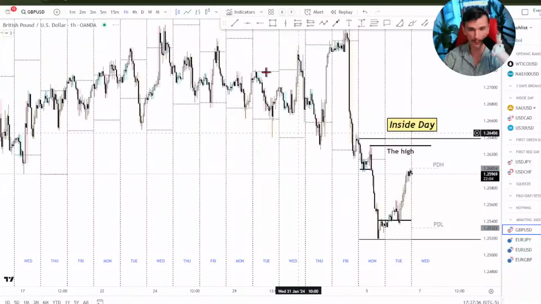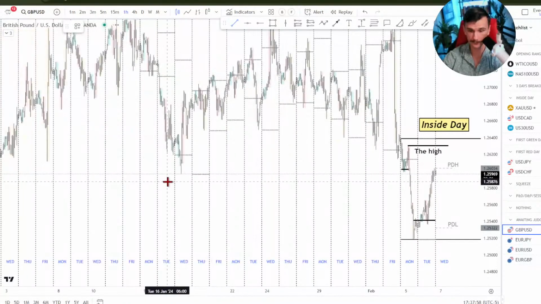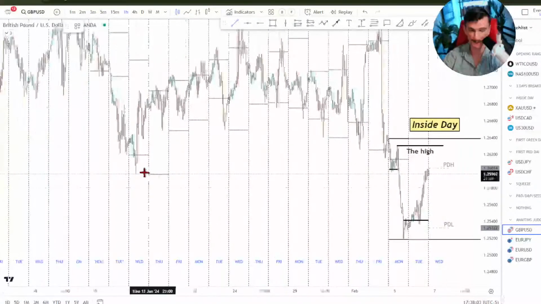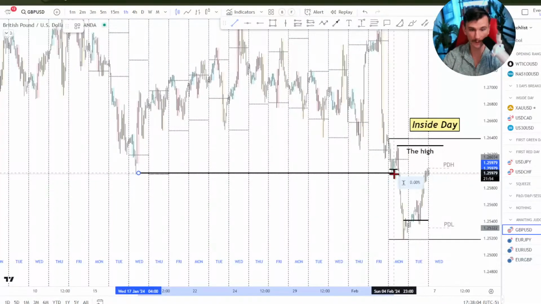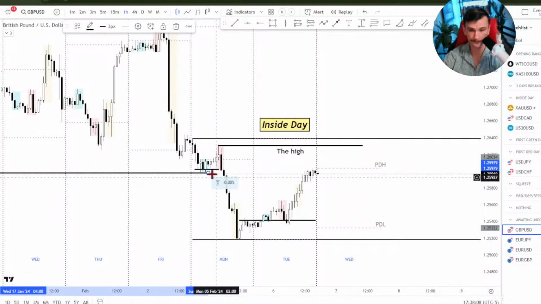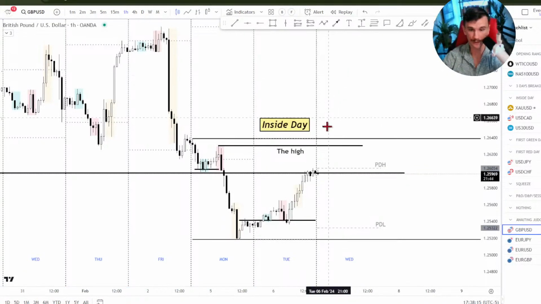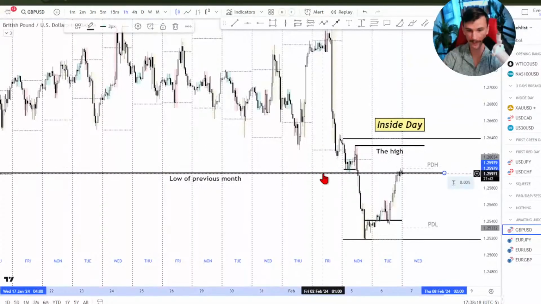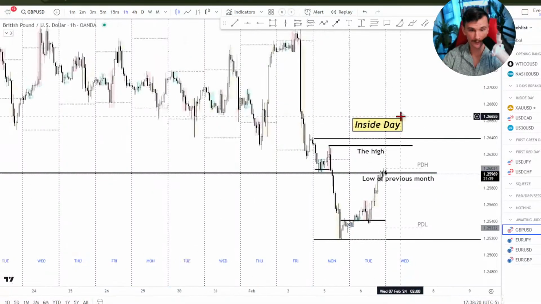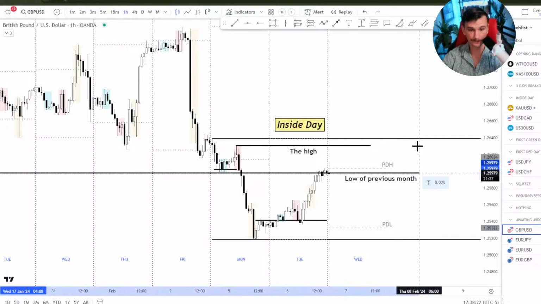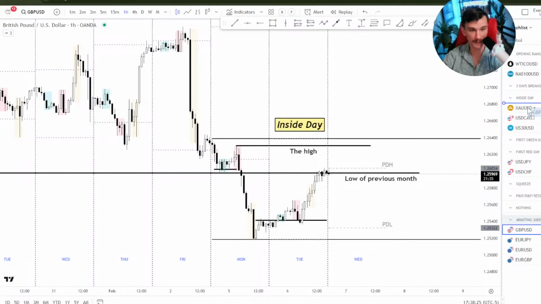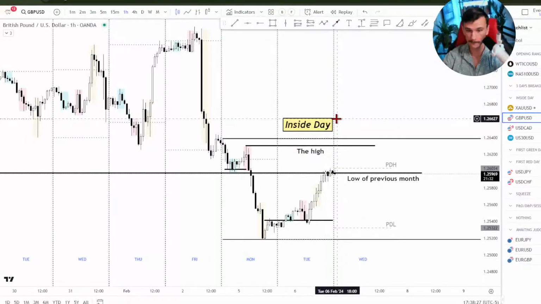I think this broke the low of the previous month. January. Yeah, this is definitely. So I think this was the low of the previous month, and we hit it on Monday. Make sure I annotate that. Oh, I was like, where'd my annotation go? Right, there we go. Low of the previous month. I'm going to put this into inside day, inside bar, and I'm going to move on.